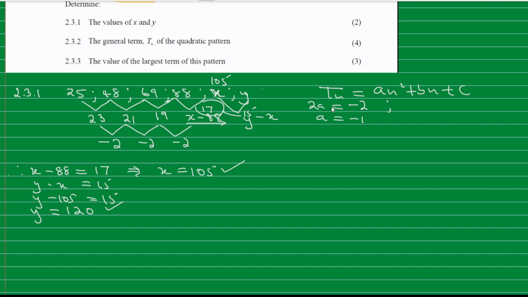We want to find the b. What do we use? This term here, if you still remember, is 3a plus b. So I'm going to say 3a plus b is 23. Our a is -1, so 3 by -1 plus b.